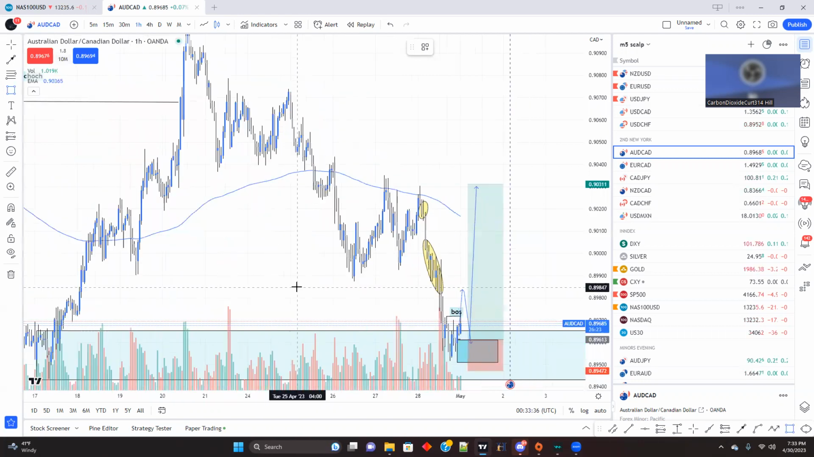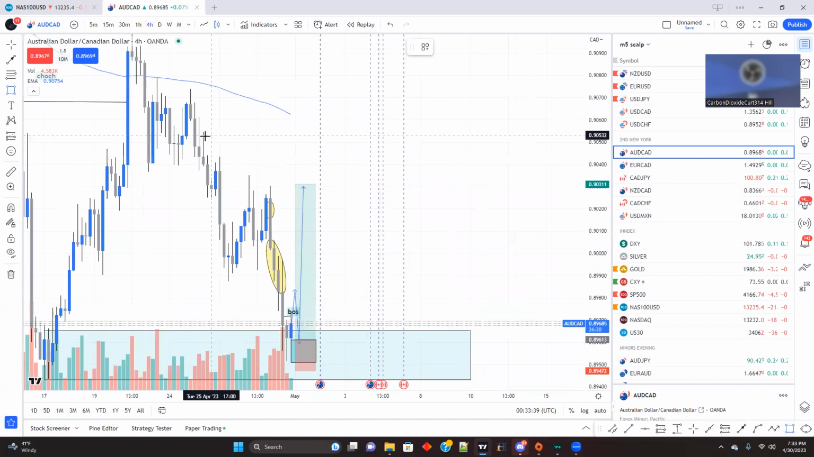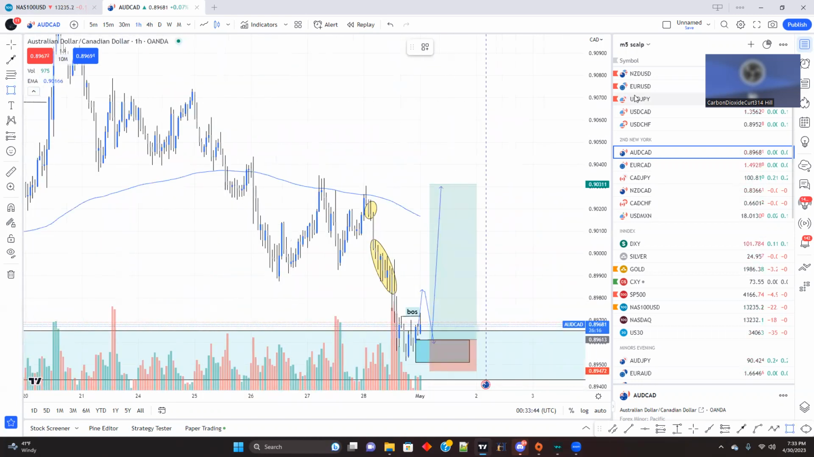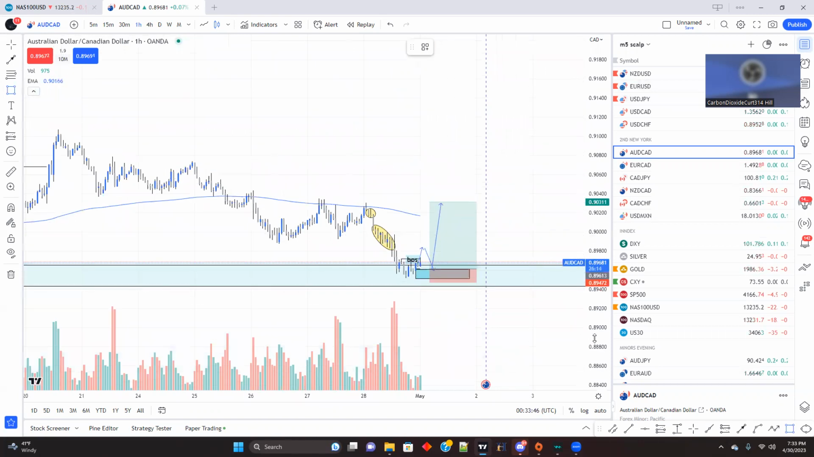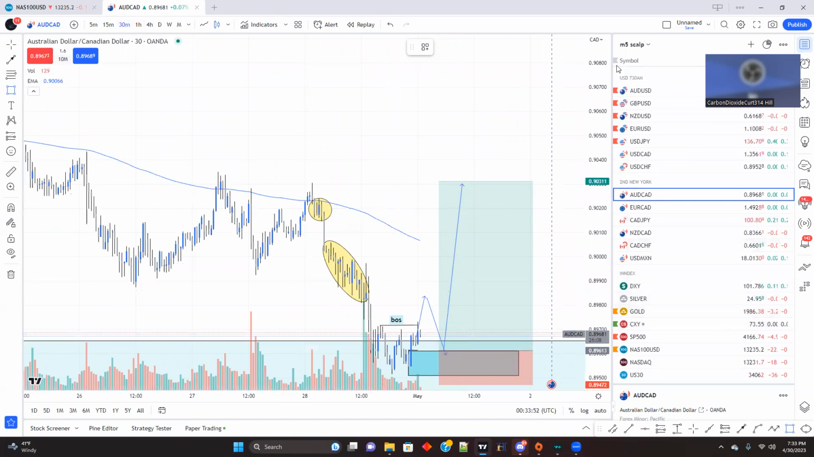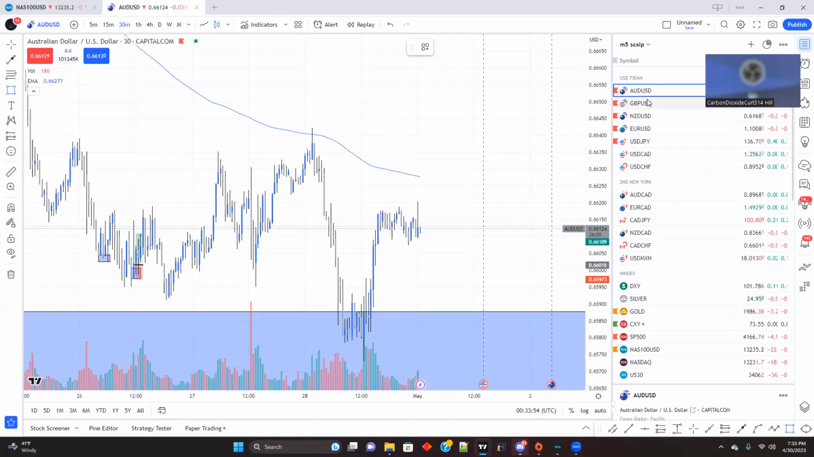We have supply right here. We want to go with the trend, but these higher time frame setups, we can go and take reversals. But our M5 setups, we're going to try to stay away from counter trends as much as possible. We want to go with the trend. So with that being said, now that you got this Audcad, let's go look at GU.